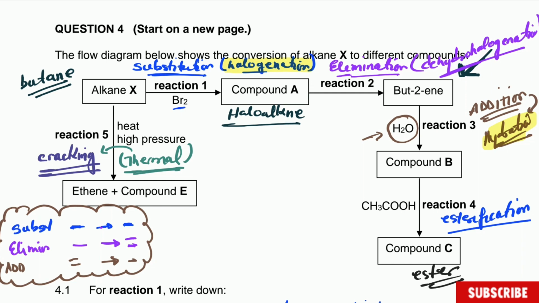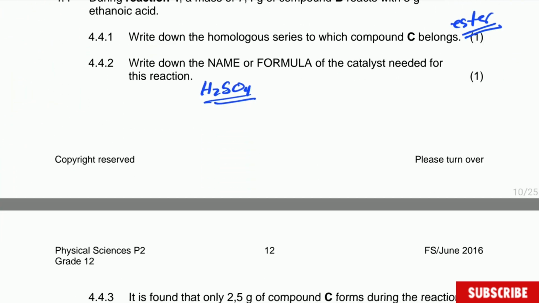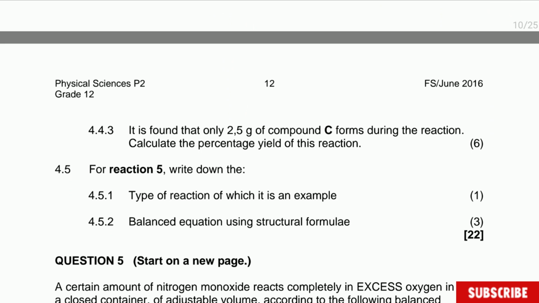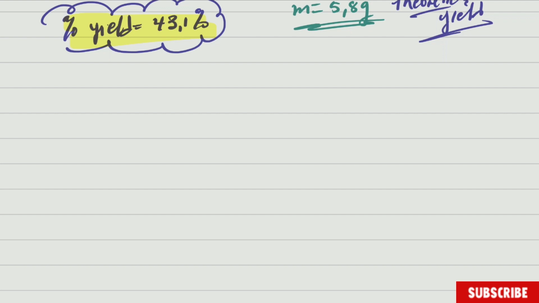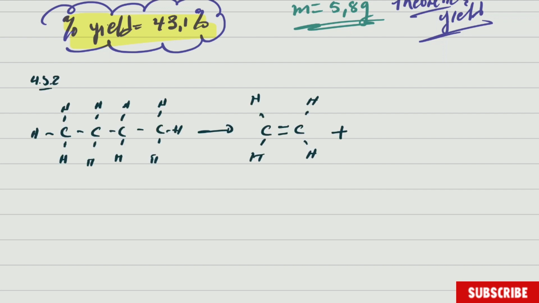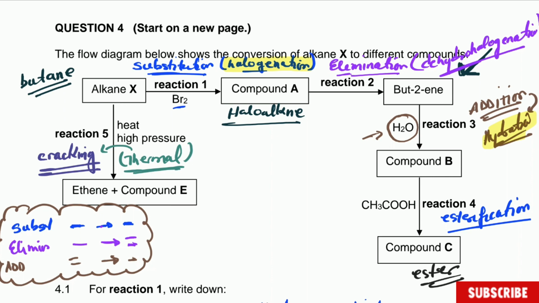So from butane we end up with ethene plus compound E, guys. It's not that bad. So let's go to the question here. The question said type of reaction: thermal cracking. And then to finish here is the balanced equation using structural formulae. So let's do the balanced equation for the cracking of butane. Okay, so we're starting with butane, and we know that one of the products is ethene. Let's go back here to the chart. You can see here that one of the products is ethene. The other product we don't know. We're going to find out real fast.